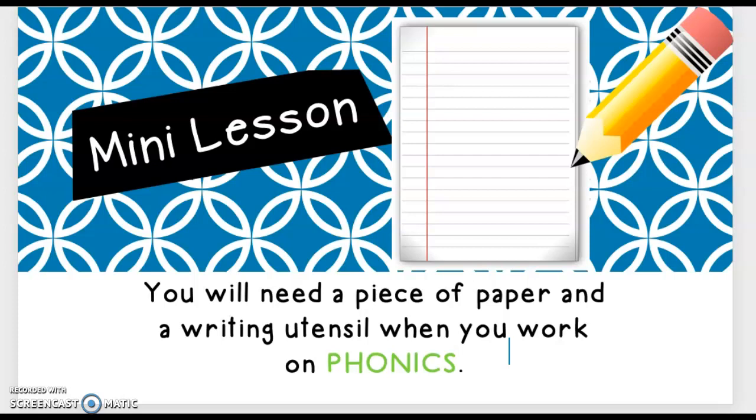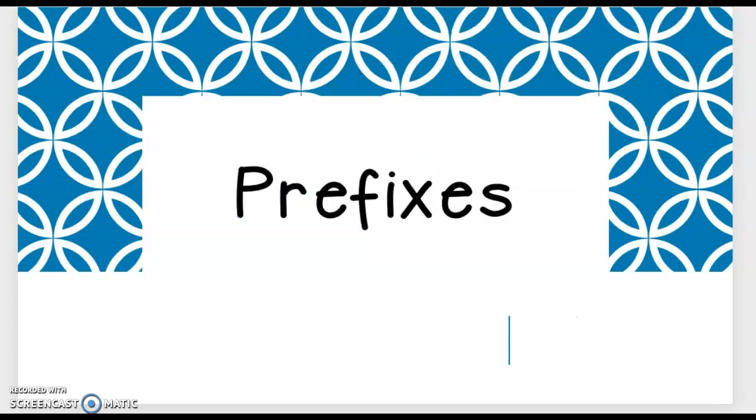And before I forget, since it's day 2 and we're working on prefixes, you will need a writing utensil, probably like a pencil or a pen, and then you will also need something to highlight. So you might use a yellow crayon, a yellow color pencil, yellow marker, or a highlighter. That will help you today. I'm proud of myself because I actually remembered it this time.